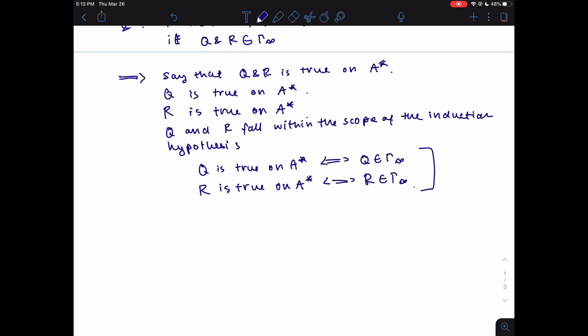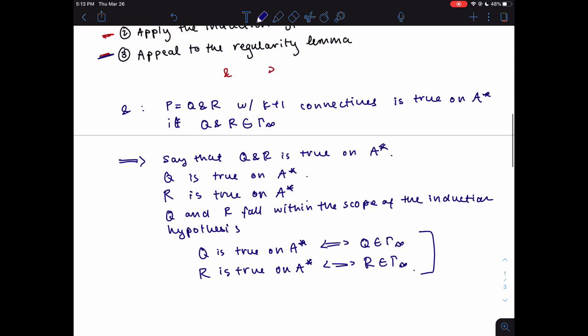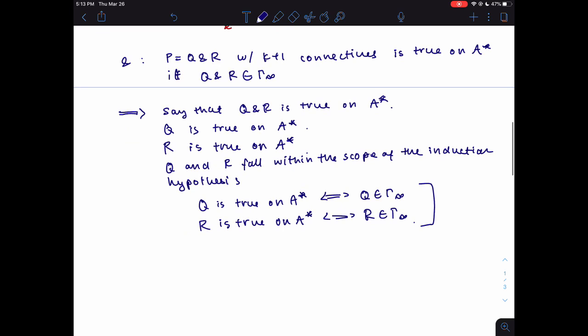And you can go back and check what we proved in the regularity lemma to verify that that's the case. But now we're on to step 3, where we appeal to the regularity lemma. So we're going to say, by the regularity lemma, therefore, Q and R is a member of gamma infinity. Okay, and that proves one direction.